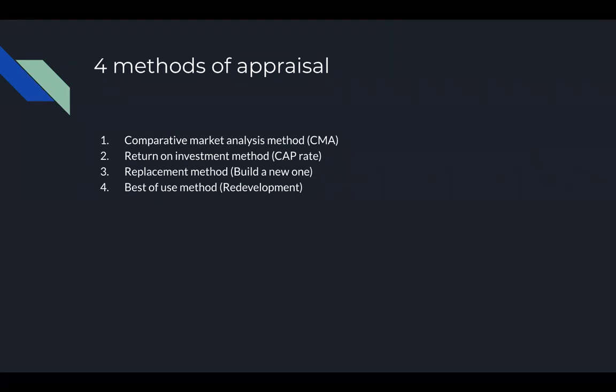Replacement is basically telling you how much it costs to build a new one if I buy this one, right? And best use means this is an old house on the lot. If I tear it down and build a townhouse or condo, how much would the land be worth? So today we're only going to talk about the first one, CMA, because this is what residential agents mostly use. In the future, I can talk about the other 3 appraisal methods.